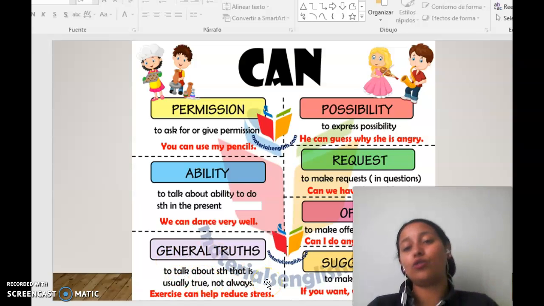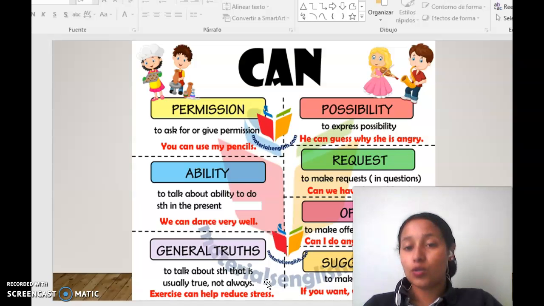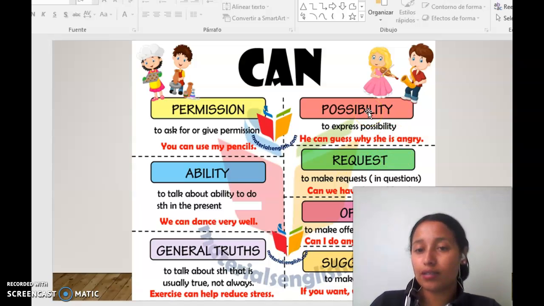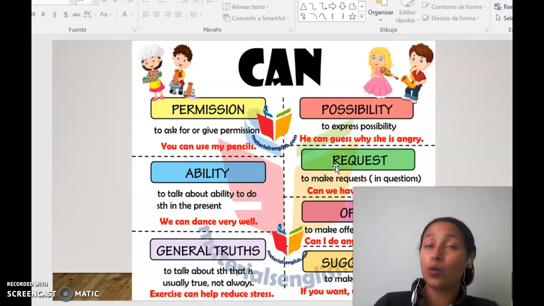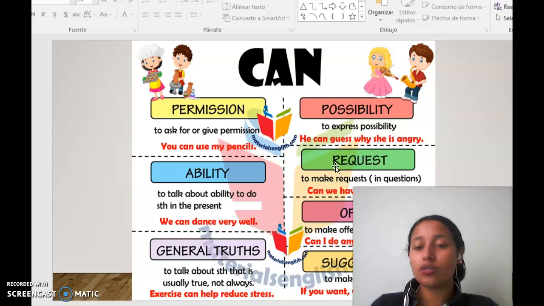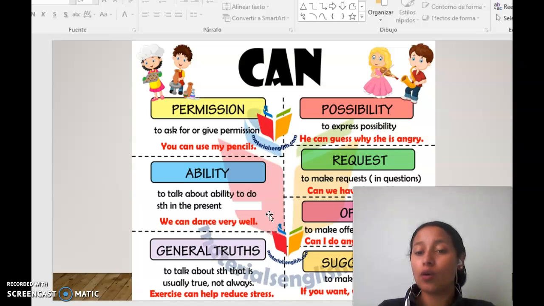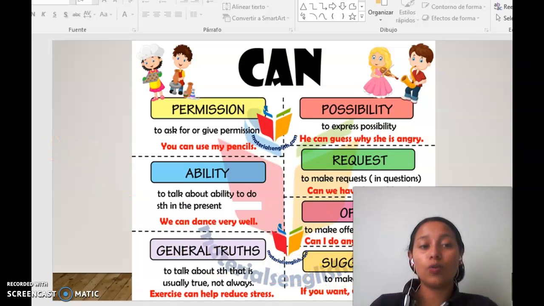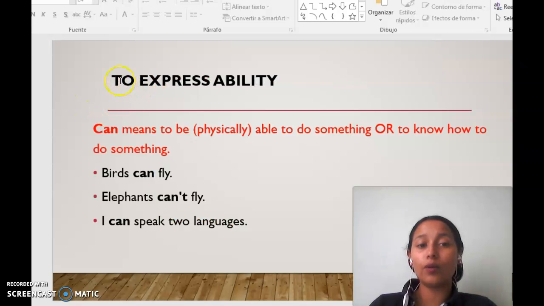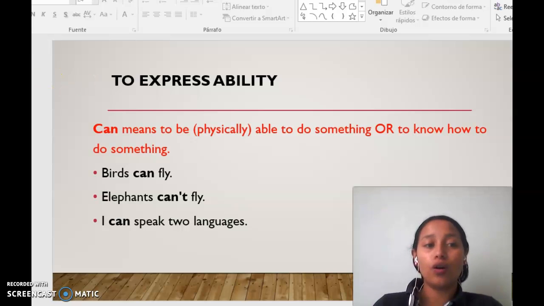The next one is for possibilities, to express possibilities. The next one is request, to make requests in questions. The next one is for offer, to make offers in questions. And the last one is for suggestion, to make a suggestion for other people. So here we have the explanation of all of the uses of the modal verb can.